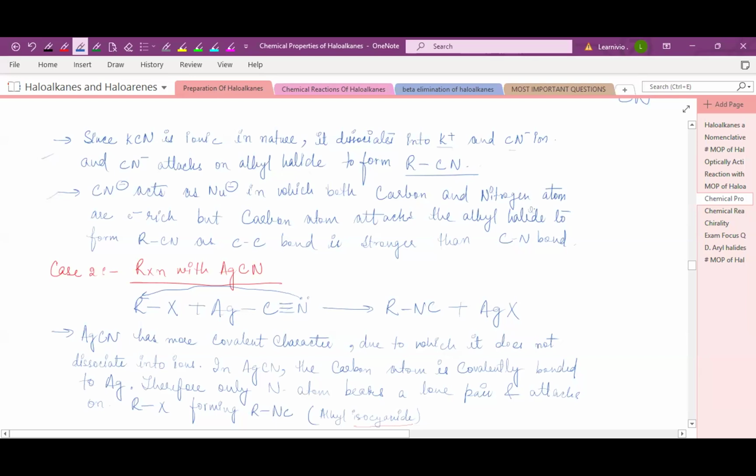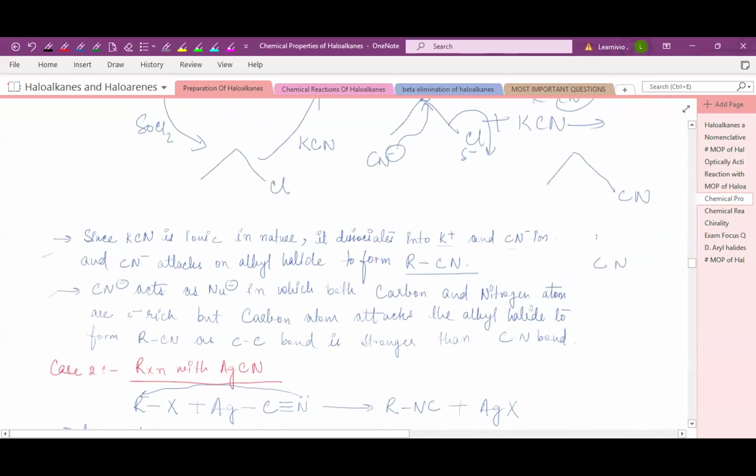Okay. Now the question is, why, when carbon and nitrogen both are electron rich, does the carbon atom attack the alkyl halide to form RCN? Why? Because carbon and carbon bond is stronger than the carbon and nitrogen bond. Okay, because see, carbon and nitrogen in the cyanide both are equally electron rich. Both are equally electron rich. But why does the attack happen from the carbon side, but not from the nitrogen side?